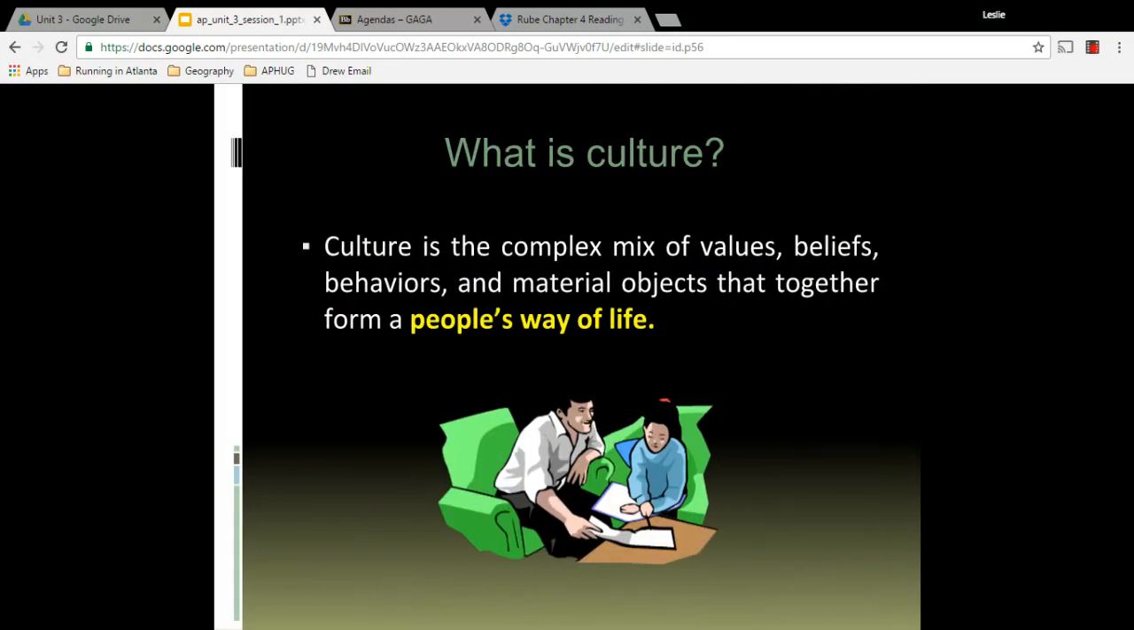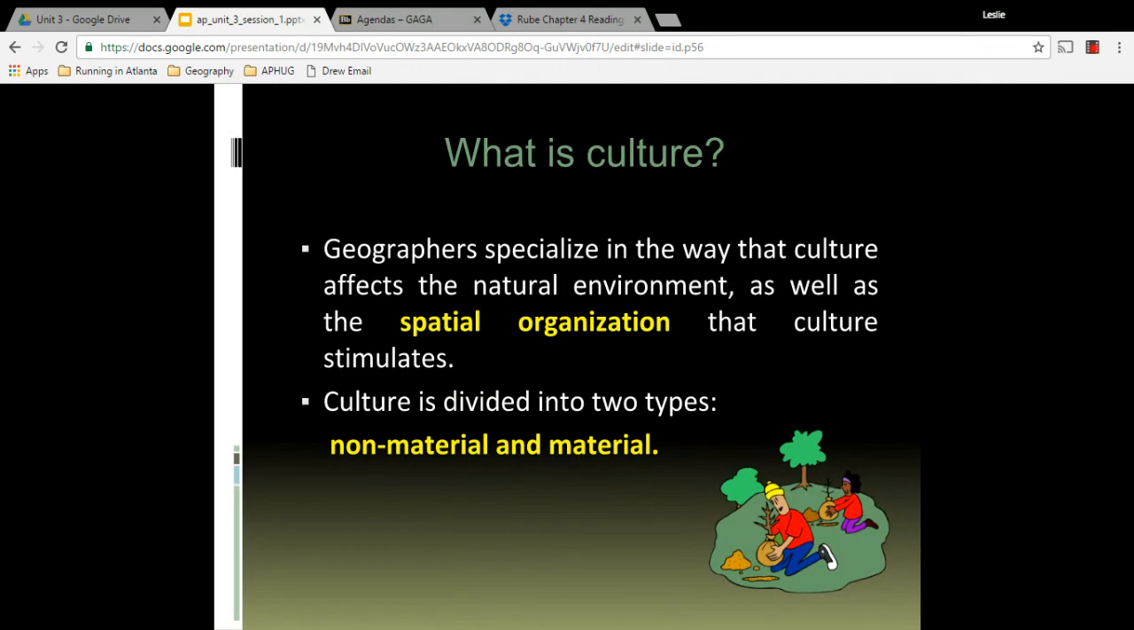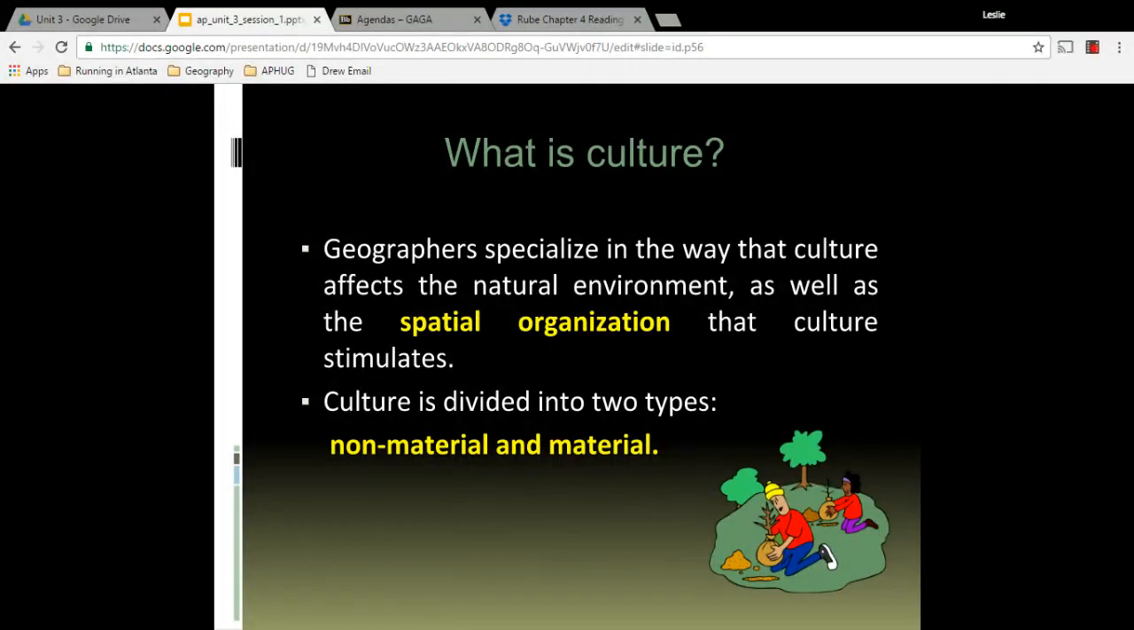All right, so what is culture? A basic definition is culture is the complex mix of values, beliefs, behaviors, and material objects that together form a people's way of life. Geographers specialize in the way that culture affects the natural environment as well as, again, the spatial organization that culture stimulates. Culture is divided into two types, non-material and material. So you have non-material culture and material culture.